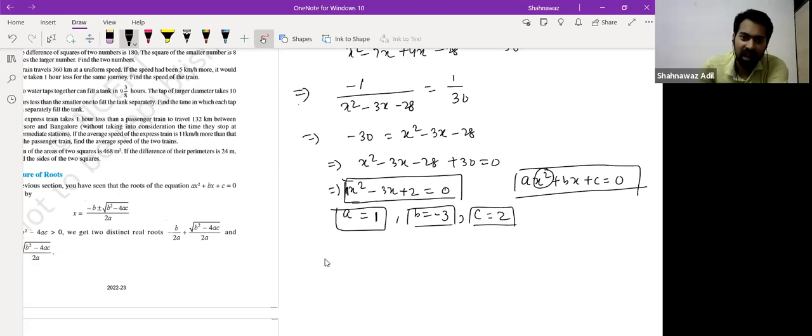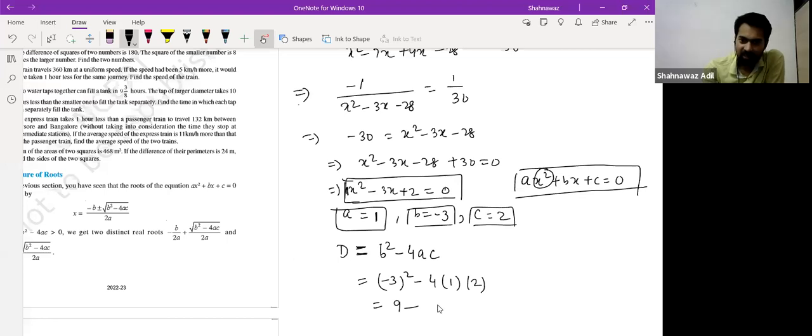Okay. Now, Adil, tell me again what is the quadratic formula? But before that, what is the discriminant, Madiha? D is B square minus 4AC, right? So minus 3 square and minus 4, A is 1 and C is 2, right? So this is 9 minus 8, so this is 1.